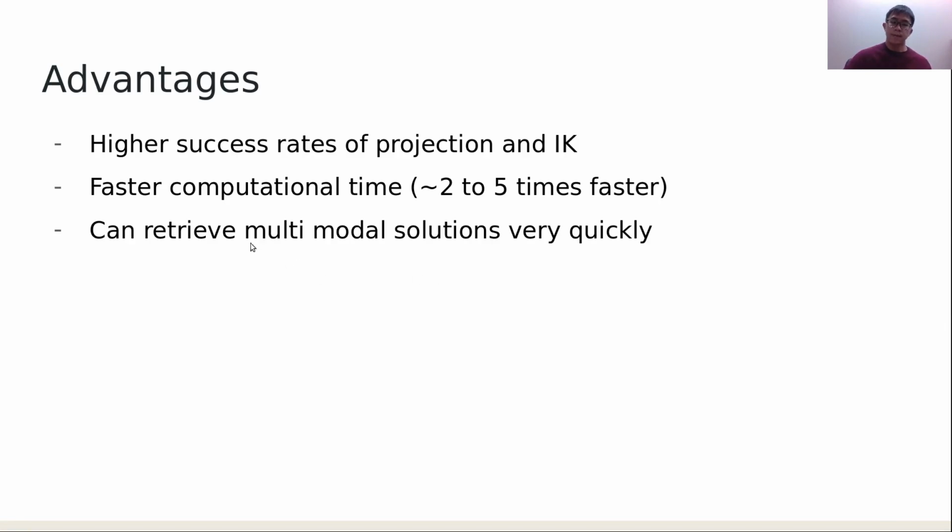And what's the advantage of using GAN as compared to random sampling? We show that it gives a higher success rate because we initialize from good initial configurations. Then it can also have faster computational time, up to 5 times faster, because we require fewer iterations. And we can retrieve multimodal solutions very quickly.